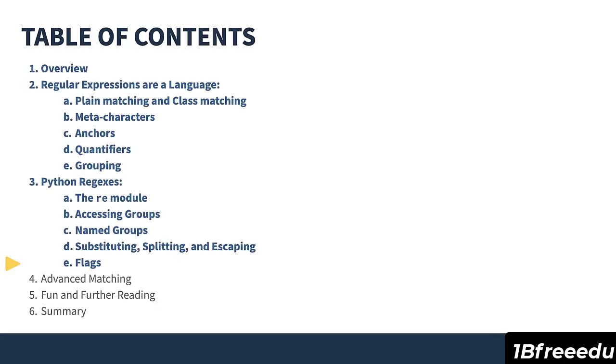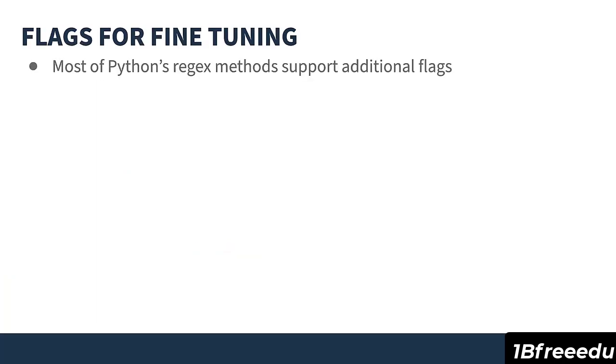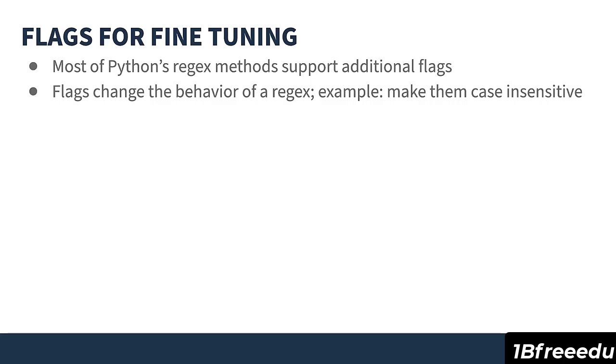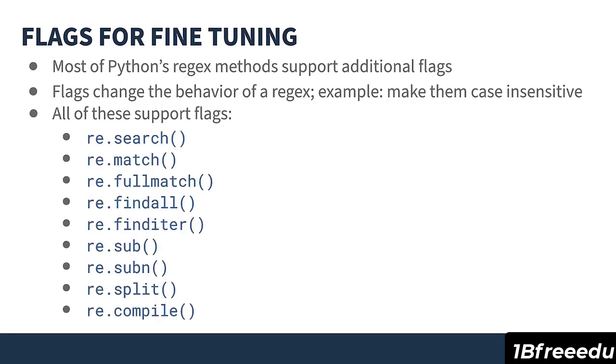In the previous lesson, I introduced you to some other methods inside of the RE module. In this lesson, I'll show you how to use flags to modify your regular expression behavior. Most of Python's regex methods support additional flags to control how they work. An example of this would be changing a regular expression from being case-sensitive to case-insensitive. You do that by setting a flag. All these methods that you've seen before also support the addition of modifying flags.